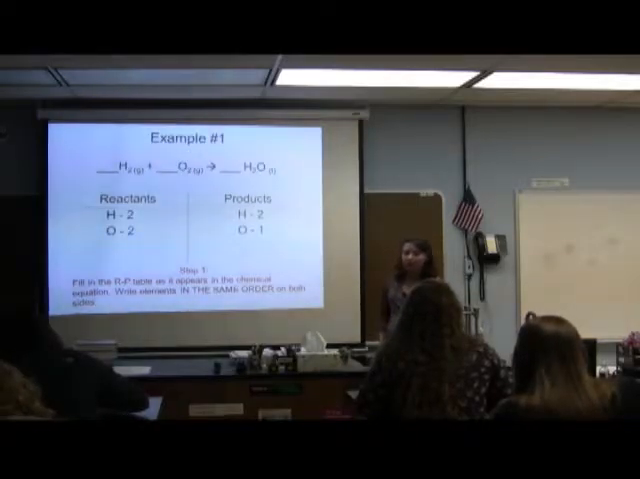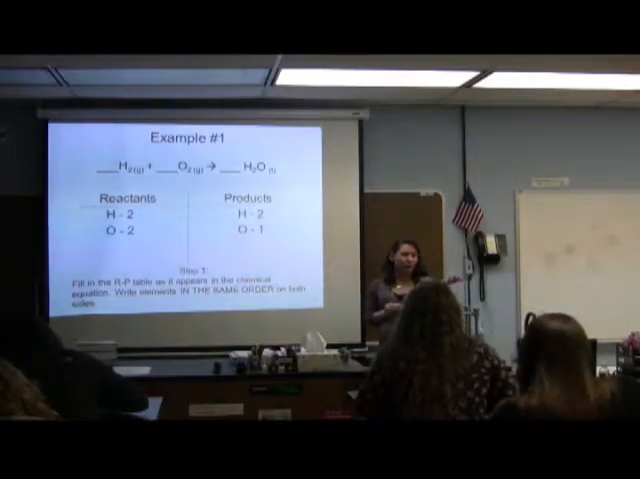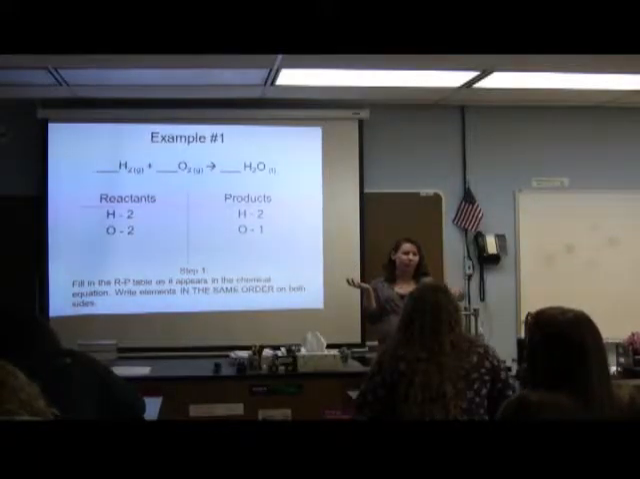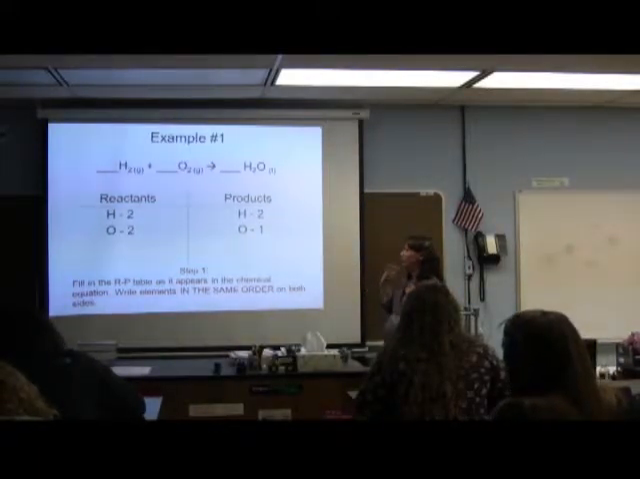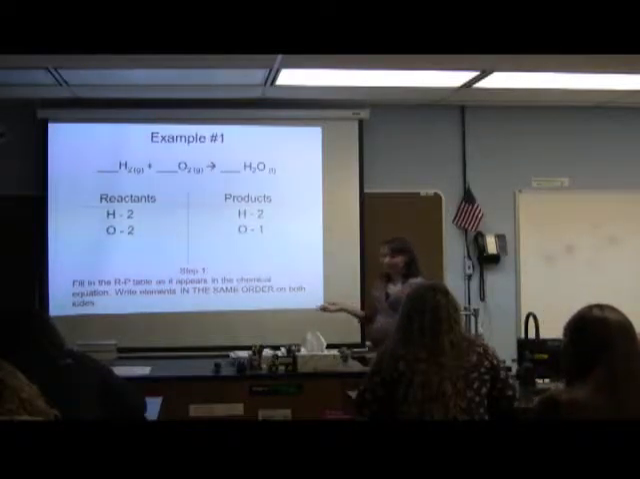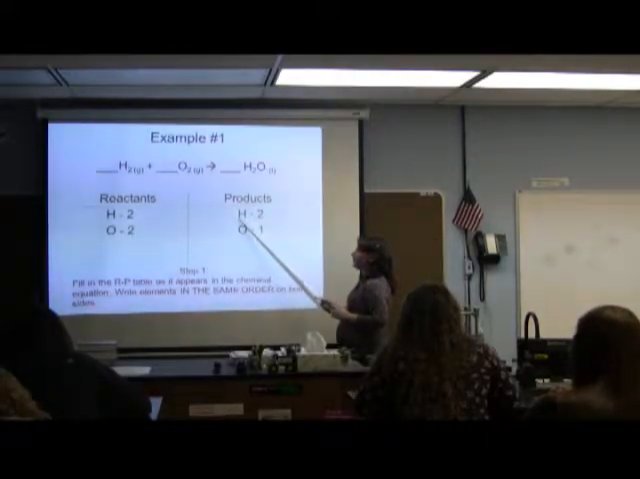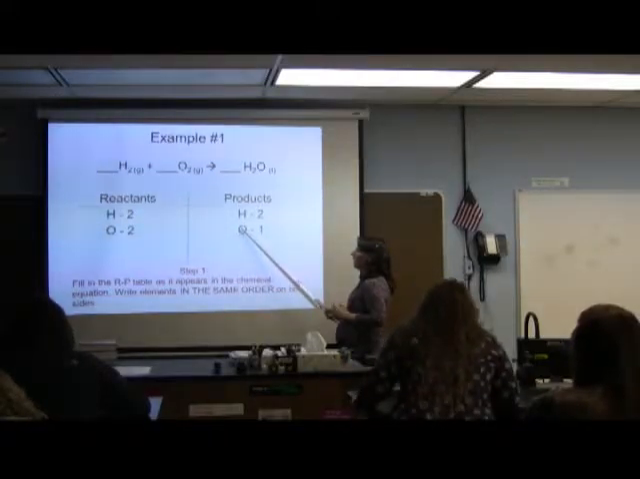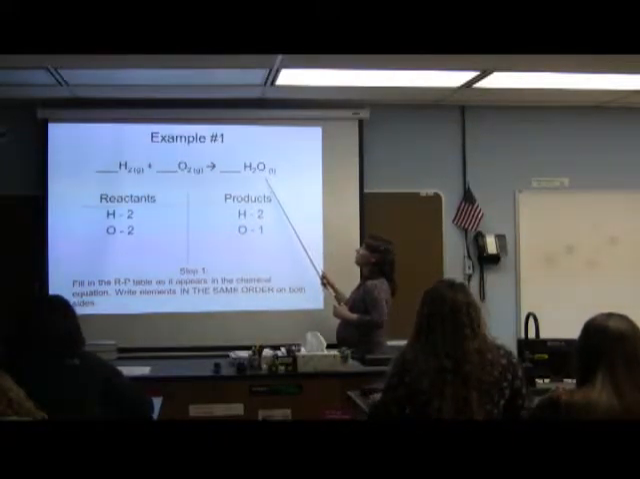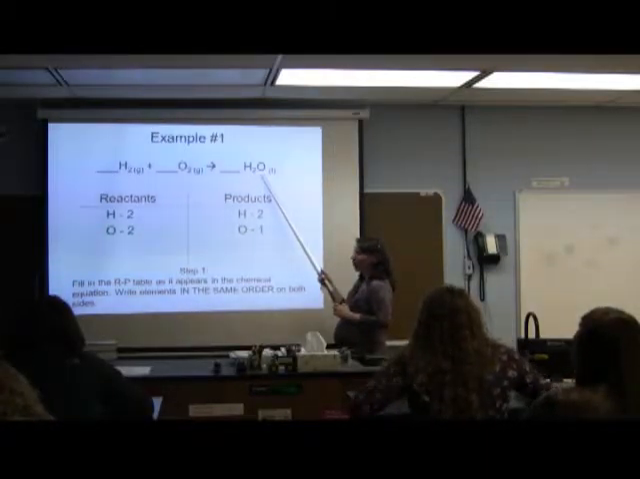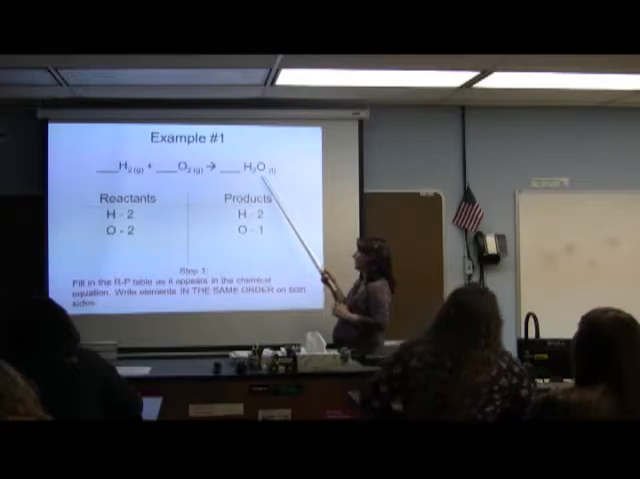Now the goal is to make the number of hydrogens on the left equal the number of hydrogens on the right, and the number of oxygens on the left equal the number of oxygens on the right. Now the only way that we can do this is by adding coefficients. Now I notice that my hydrogens are balanced, my oxygens are not. If I just change the formula and put a 2 right there, would that work? No. No, because H2O and H2O2 are not the same thing.